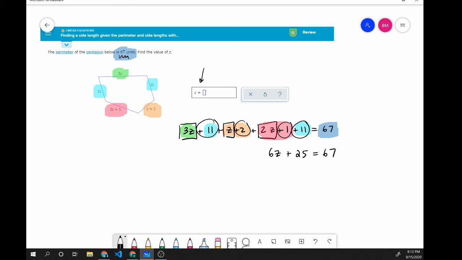Now I'm going to, again, take care of my plus or minus first. So minusing 25 from both sides. I have 6z is equal to 67 minus 25 is 42. And then again, I know if I have two things next to each other, it's multiply. So dividing by 6 to cancel that out. And then I have left z is equal to 7.